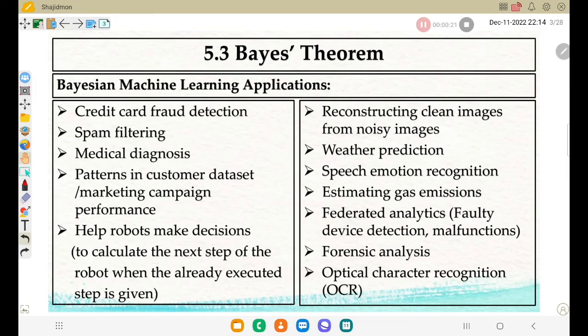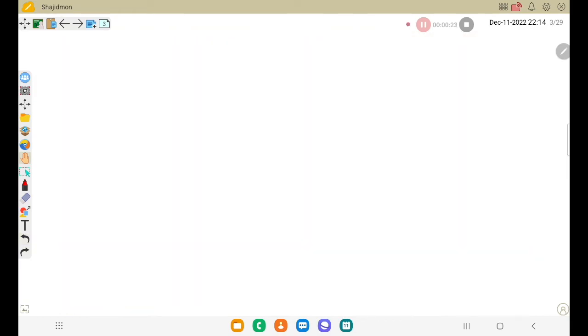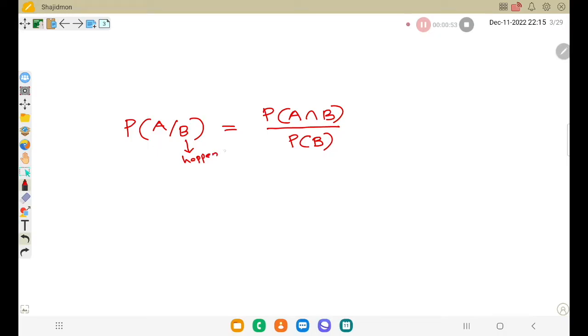In the last recorded class we discussed how to find the conditional probability, correct? So what was the conditional probability? Remember, probability of A given B equals probability of A intersection B divided by probability of B. Hope you remember that one. Here it is the probability of the event A under the condition that B has already happened, correct? This event already happened. So what is the probability of A? Probability of A intersection B divided by probability of B.